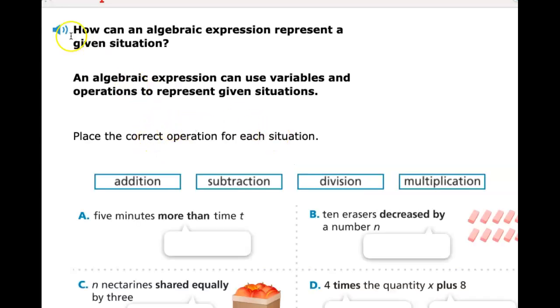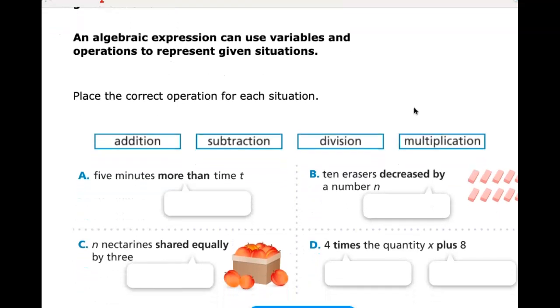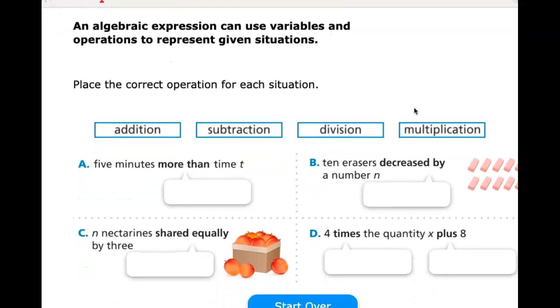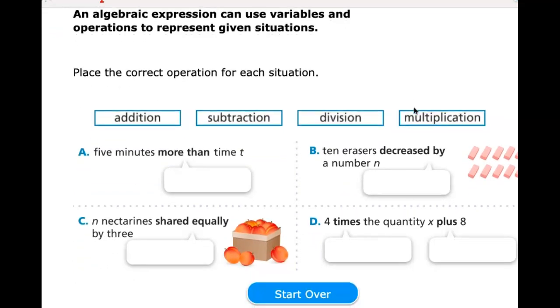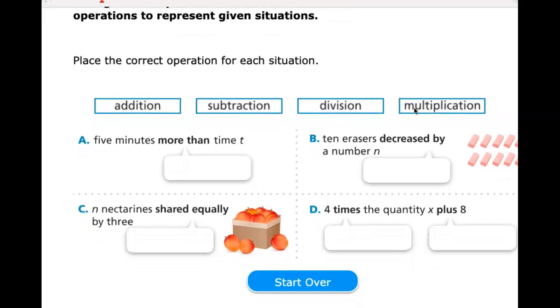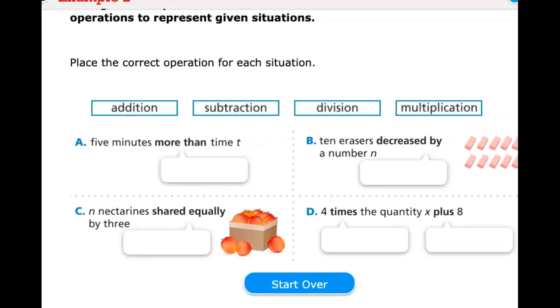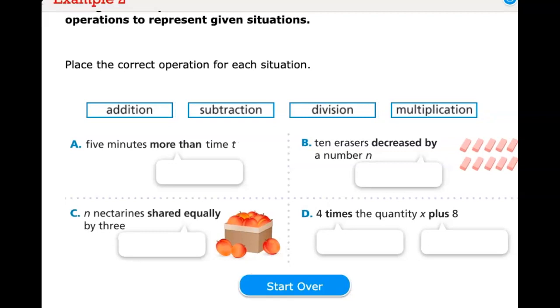So here, let's listen to this one for a second. How can an algebraic expression represent a given situation? An algebraic expression can use variables and operations to represent given situations. Part A, 5 minutes more than time, t. Part B, 10 erasers decreased by a number, n. Part C, n nectarines shared equally by 3. Part D, 4 times the quantity, x plus 8.